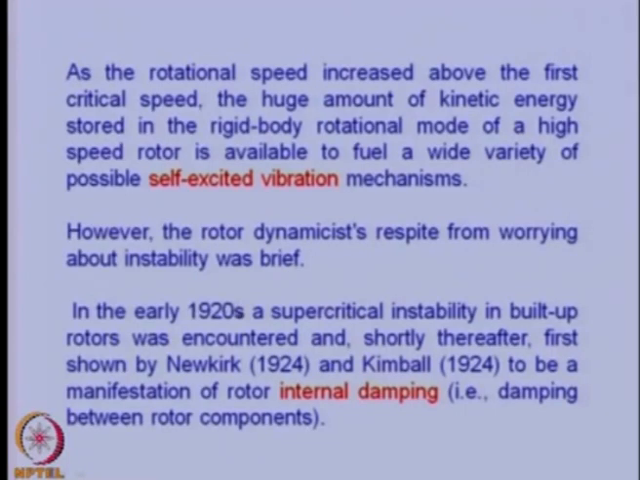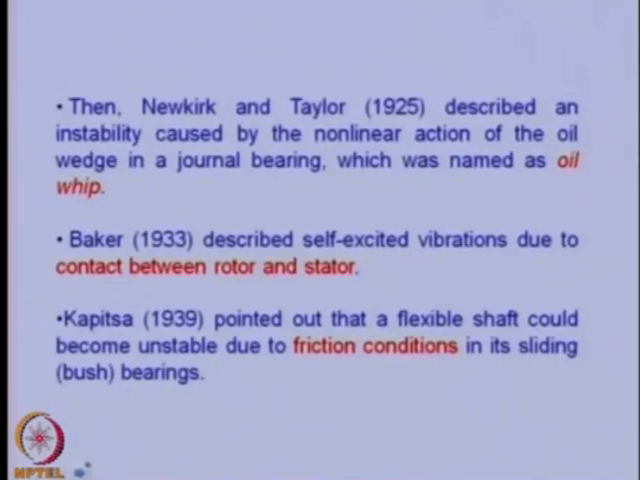In the early 1920s, supercritical instability in a built up rotor was encountered, and shortly thereafter first shown by Newkirk in 1924 and Kimball to be a manifestation of rotor internal damping, the damping between the rotor components, sometimes due to rubbing of the rotor components also. Then Newkirk and Taylor in 1925 described an instability caused by nonlinear action of the oil wedge in a journal bearing, which was named oil whip.